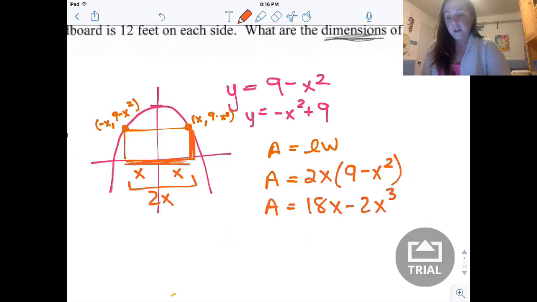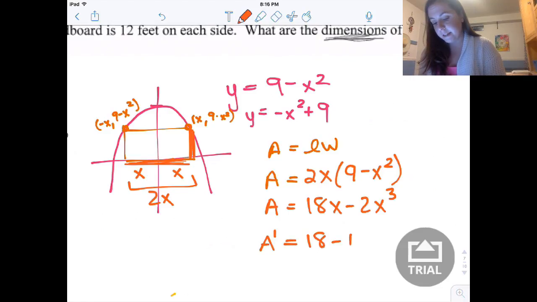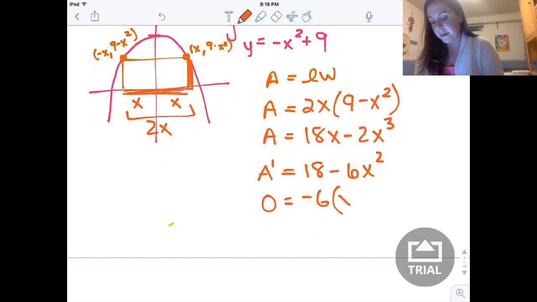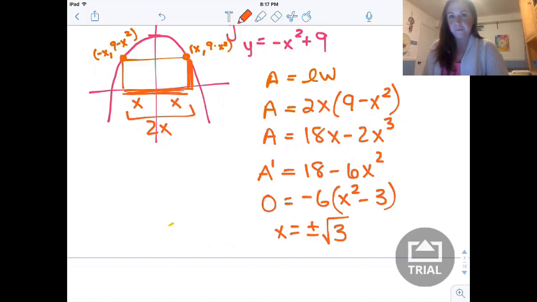So then what we're going to do is say, okay, I want to optimize that. So area, take a derivative, minus 6x squared. And set that equal to 0. We want the critical value. So I'm combining some steps here. I'm going to factor out a negative 6. And so this would be x squared minus 3. And then that would give you x is plus or minus radical 3. So we know it's not going to be minus radical 3 because we're talking about dimensions. So it's going to be positive radical 3.